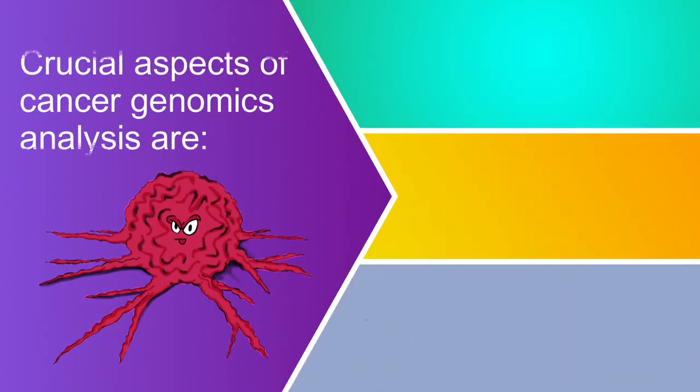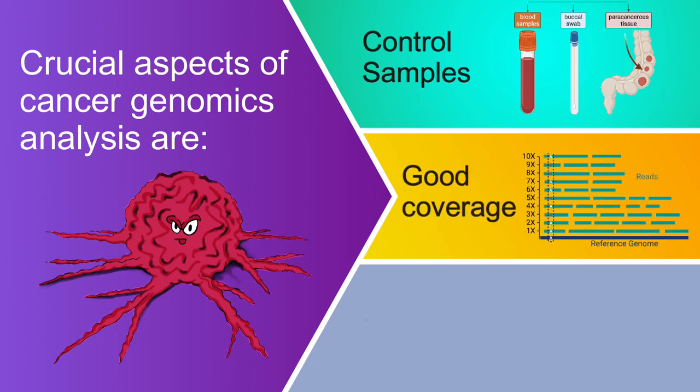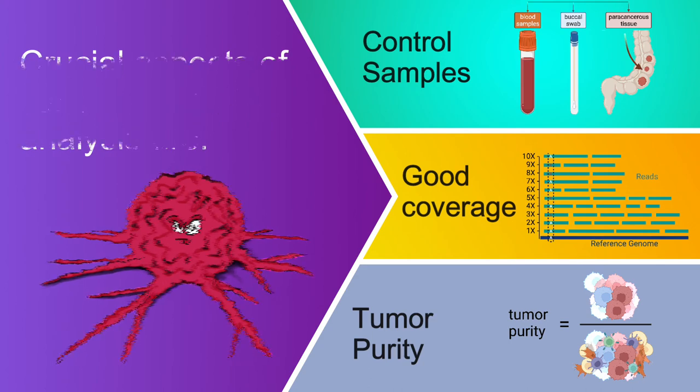Crucial aspects of cancer genomics analysis are the need for control samples to distinguish somatic alterations from germline alterations, good coverage to confidently detect a rare alteration, and an estimate of the purity of the sample to filter out the noise introduced by the presence of non-cancerous cell types.